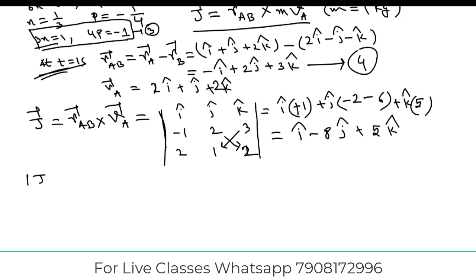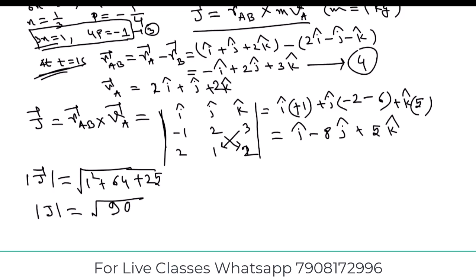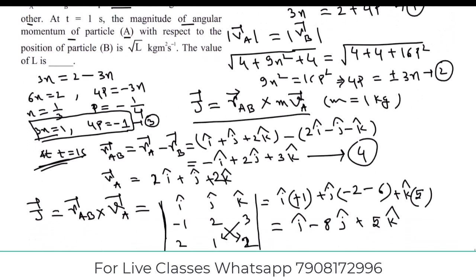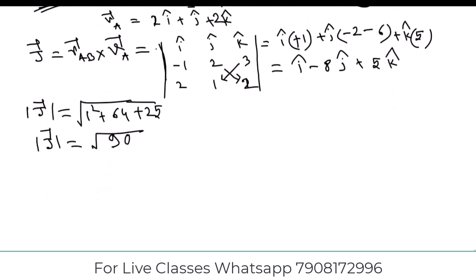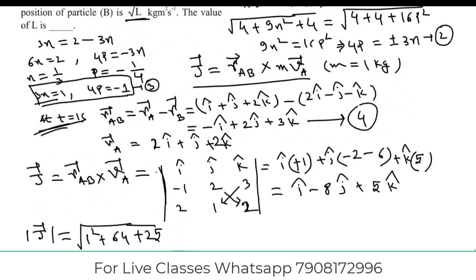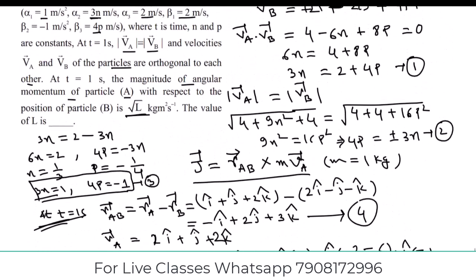So the magnitude of J vector is equal to root over 1 square plus 8 square, that is 64, plus 5 square, that is 25. So this becomes root over 90. Now in the question it is said that the angular momentum is root L, and we have to calculate the value of L. So equating root 90 with root L, L equals 90. So the value of L is 90.